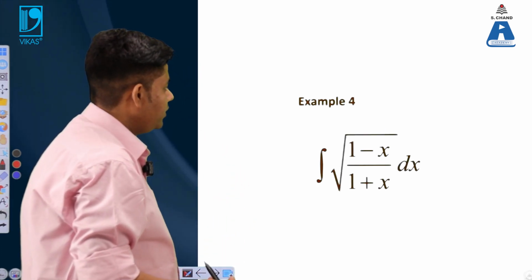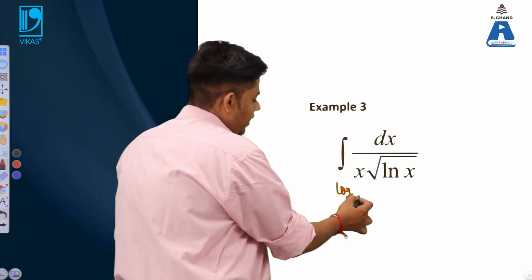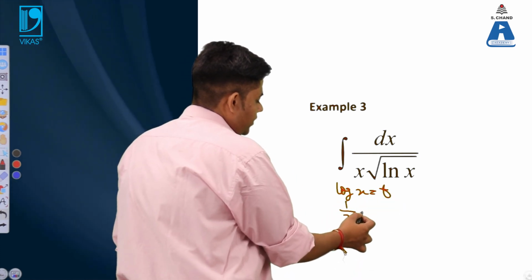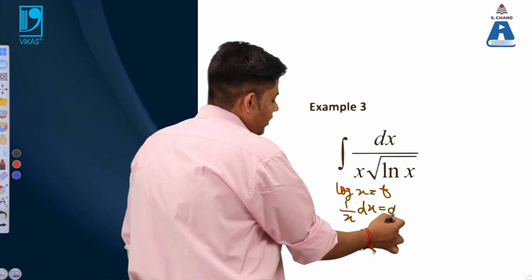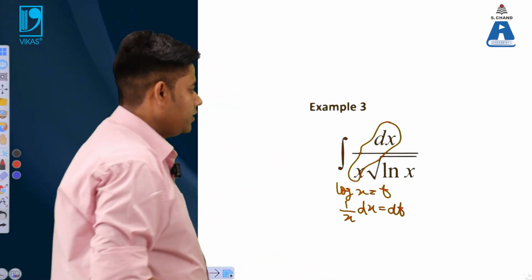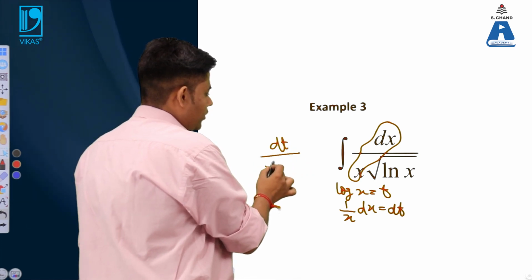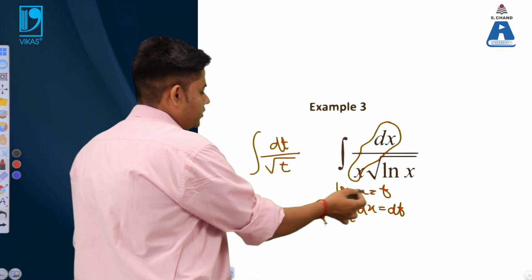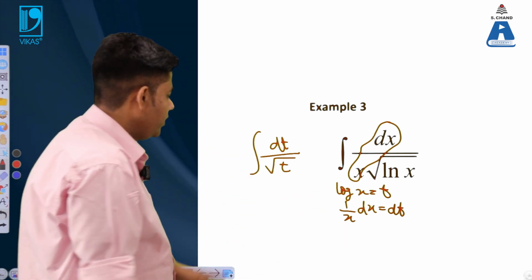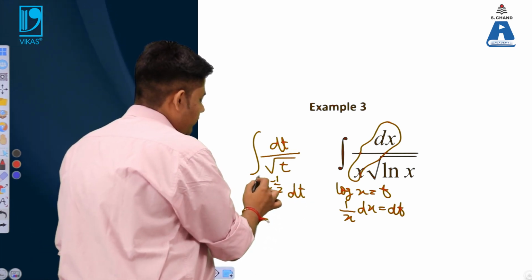So we'll try to substitute it. We will substitute this log x as t. So the derivative is 1 by x dx, that would be dt. We combine this dx with x and write dt, and in the denominator you will get root t, because log x is substituted as t. So we'll take it in the numerator, and we get t raised to the power minus half dt, and we want to integrate.